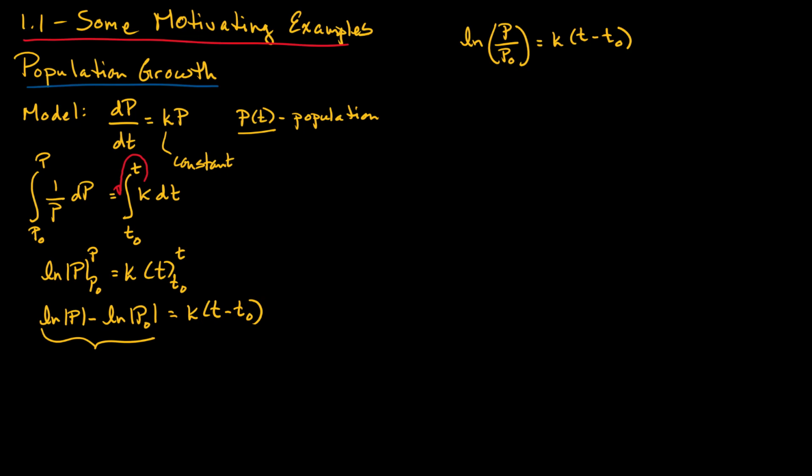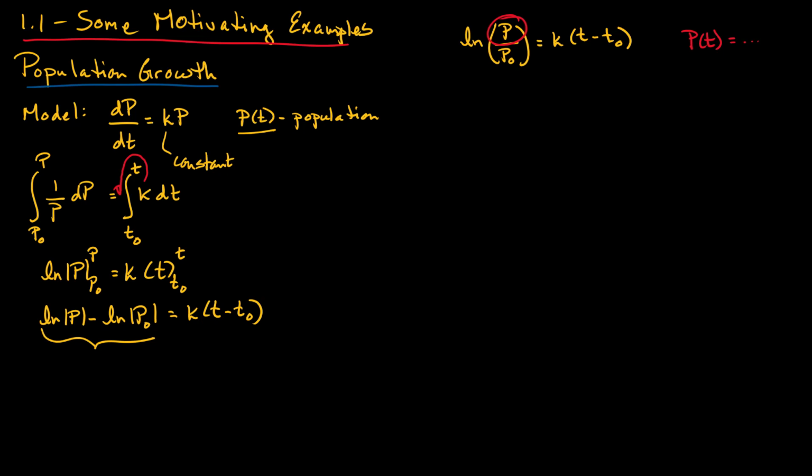Now, it might be worth pointing out what we're really trying to solve. We're trying to solve for P. What we want to get at is a final relationship that gives us the population as a function of time. We are looking for P of t, which will be equal to something. So how do we isolate P? We can isolate it by taking the exponential of both sides.